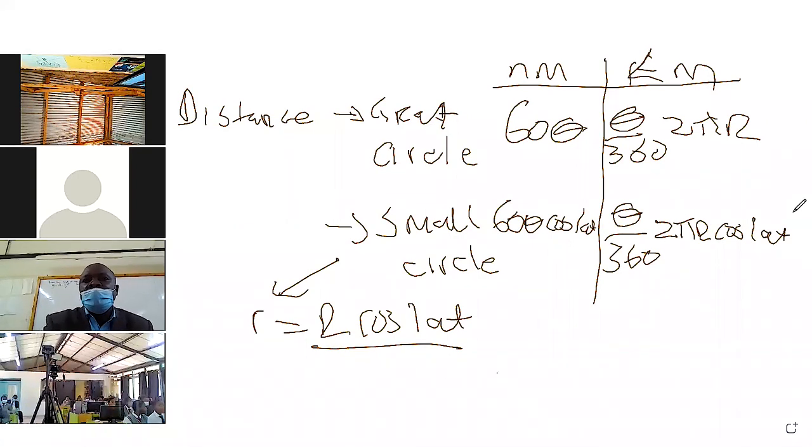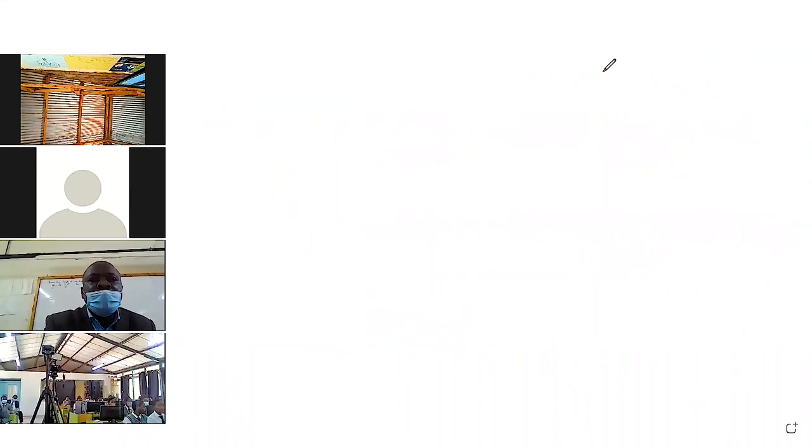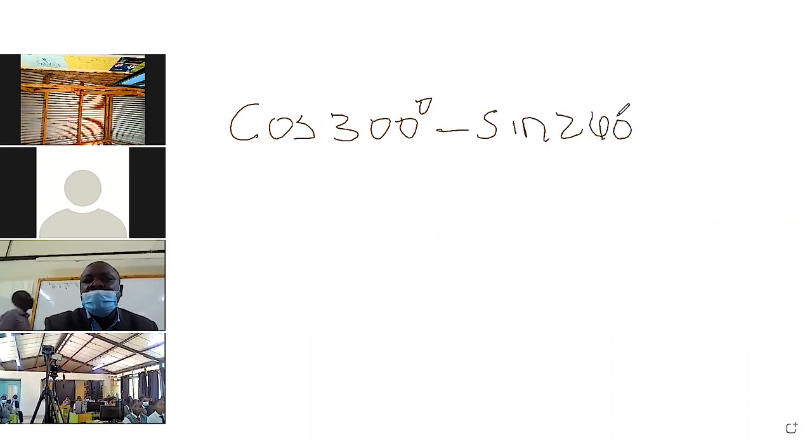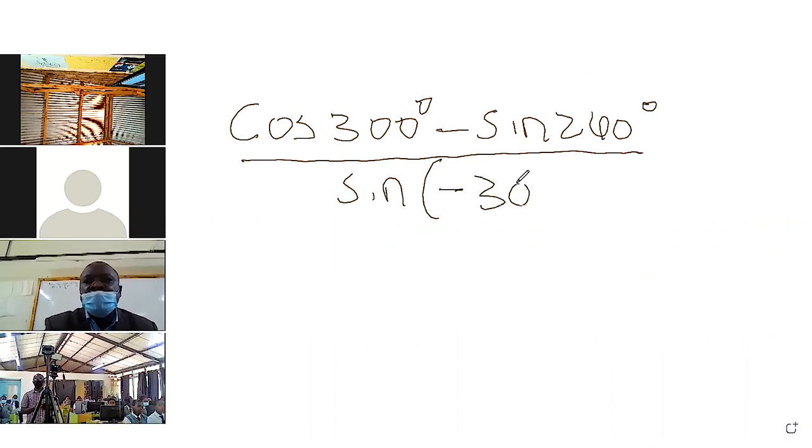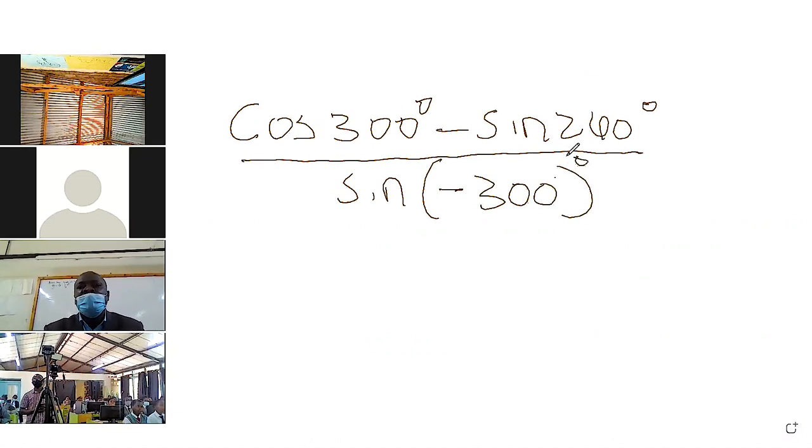Cos 300 minus sine 240, over everything now here, over sine of negative 300. This is in degrees, negative 300. What is the instruction? Without using that, okay.